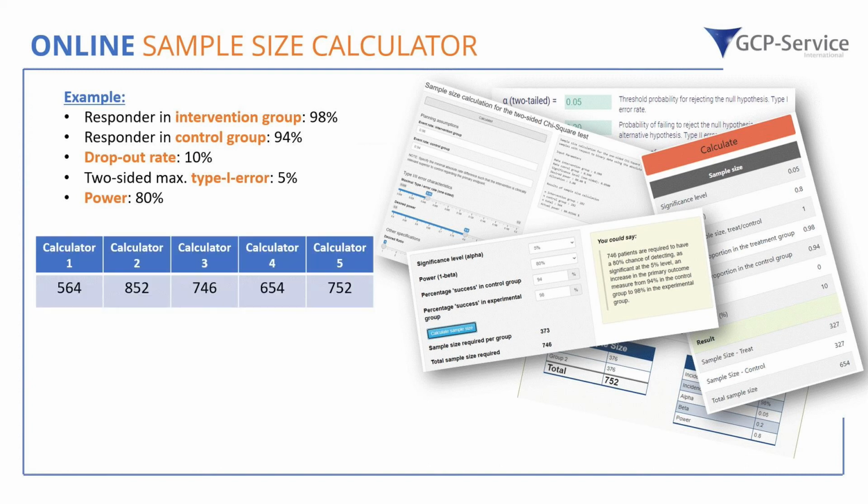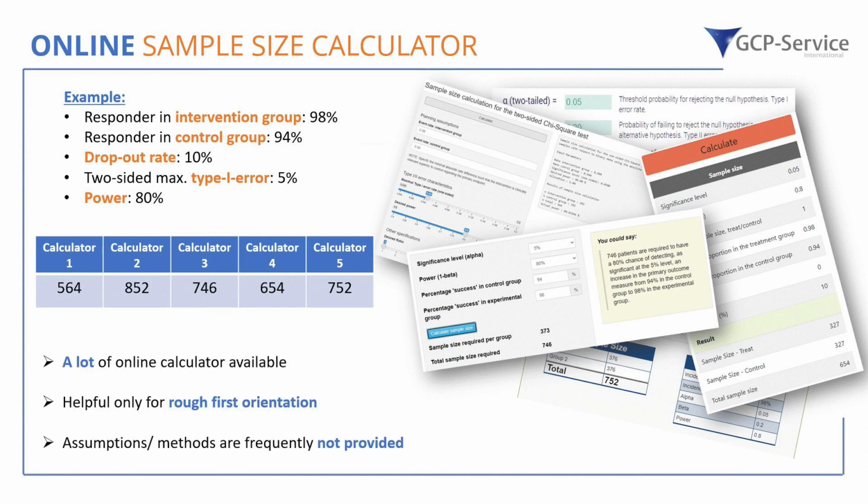We have done this in 5 calculators, and we see that we have 5 different results, ranging from 564 to 842. And this difference, I would say, is very significant, because this is a lot more people we would need when we use calculator 2 than when we use calculator 1 for the same question.